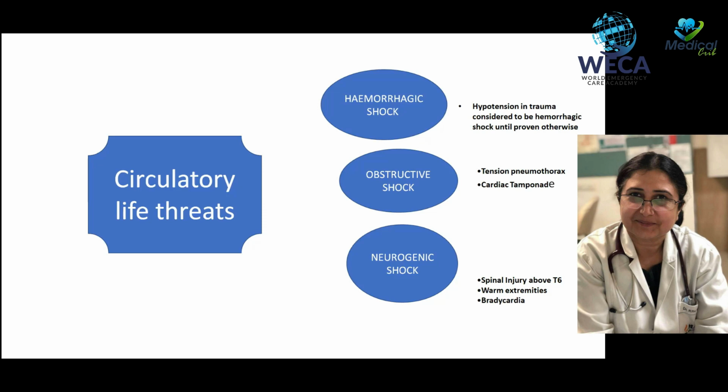Neurogenic shock happens when there is a spinal injury above the level of T6. The patient will have shock and hypotension, but the extremities will be warm. He may have bradycardia. So we have to treat this emergency with IV fluids, start inotropic support, and other definitive care.